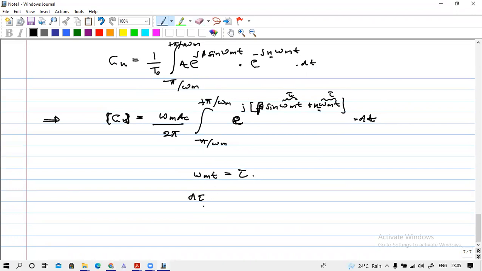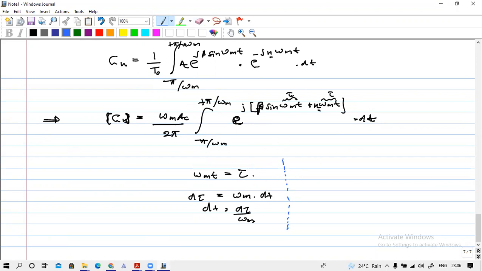d tau by dt is simply omega m, so dt is equal to d tau by omega m. If you consider the limits, we also have to change the limits, because now we are going to change the variable of this integration. Let's see what happened to the limits.